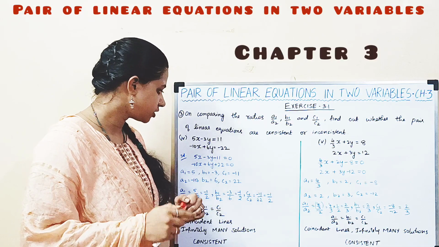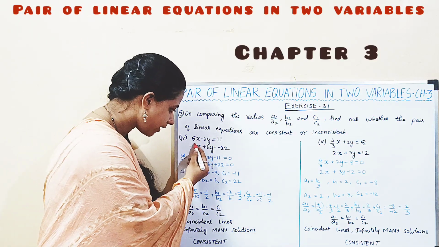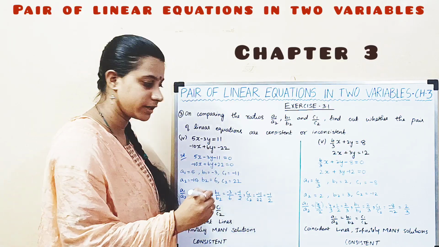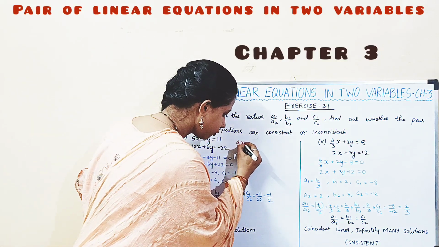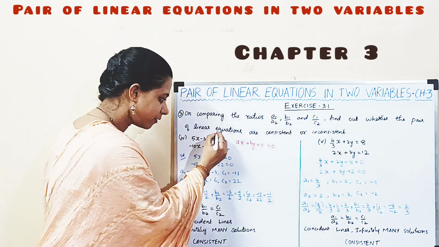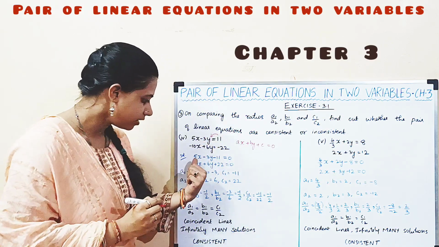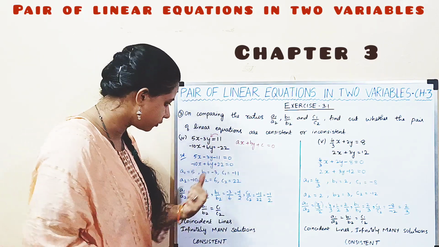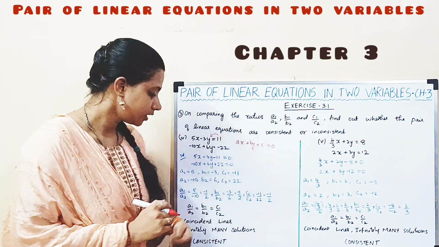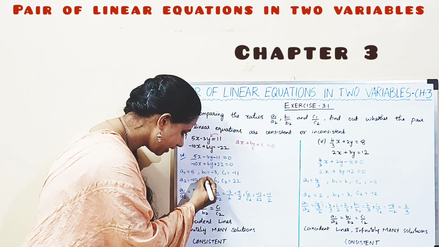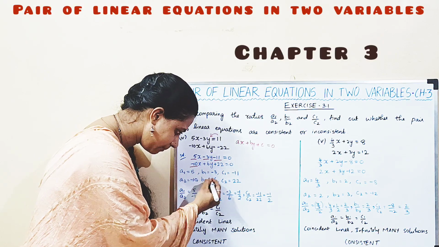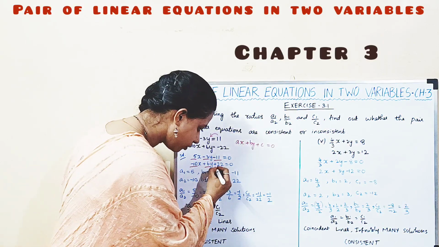So in fourth subdivision, the equations given are 5x minus 3y is equal to 11 and minus 10x plus 6y is equal to minus 22. Here also we have to bring it to the form ax plus by plus c is equal to 0. So we will bring the constant to the other side and we will write 5x minus 3y minus 11 is equal to 0 and minus 10x plus 6y plus 22 is equal to 0. Here a1 is equal to 5, b1 is equal to minus 3 and c1 is equal to minus 11 and a2 is equal to minus 10, b2 is equal to 6 and c2 is equal to 22.